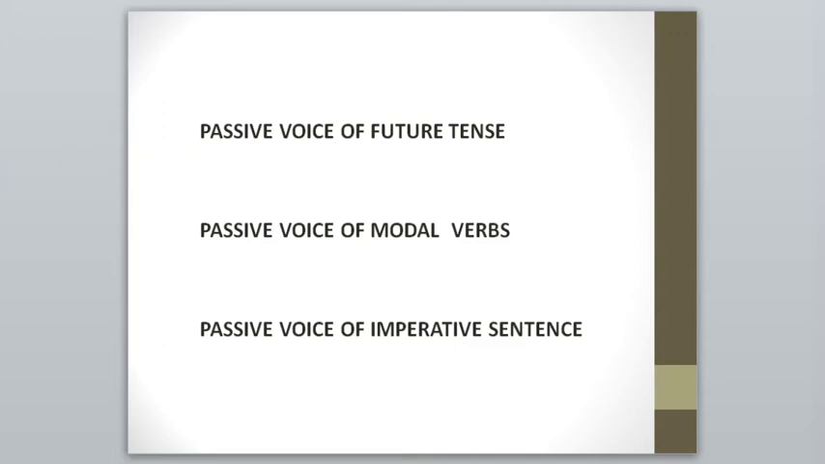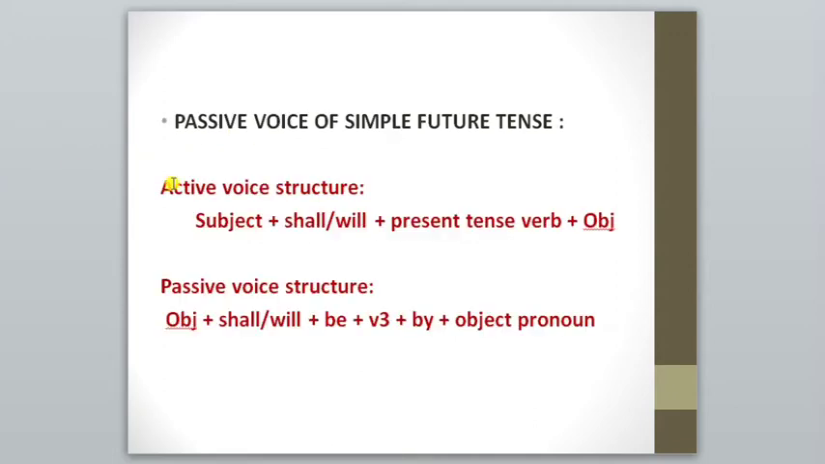Here I would like to clear one thing to you, and what is that? We can write down passive voice of only simple future tense and future perfect tense sentences. Future continuous and future perfect continuous tense can't be converted into the passive voice. Okay? Means in future tense we have to learn only two tenses, simple future tense and future perfect tense.